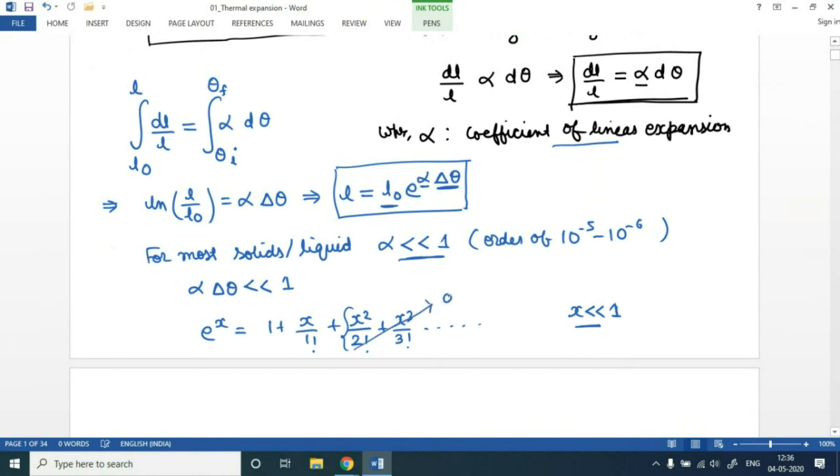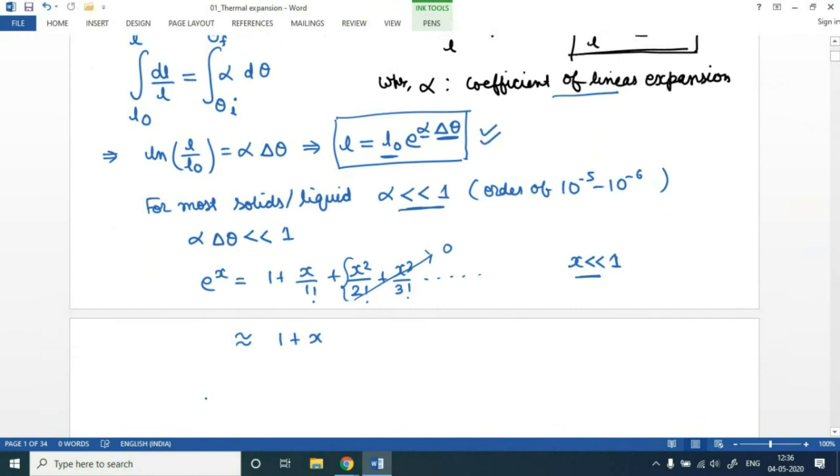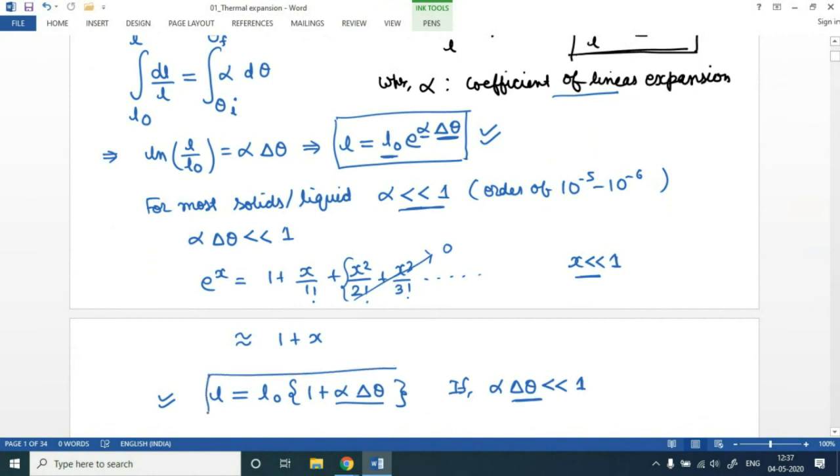All these terms could be ignored. So e to the power x will be approximately equal to 1 plus x. In that case, this expression can be approximated as L is equal to L naught into 1 plus alpha delta theta. Always understand, we can use this equation only when alpha delta theta is very small in comparison to 1. So this is the expression we will be using for linear expansion.